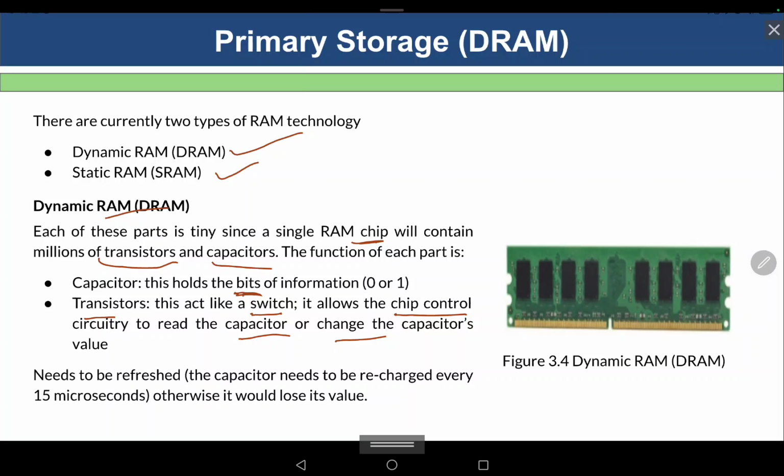Now, because capacitors leak charges, dynamic RAM needs to be refreshed every few milliseconds. Otherwise, it will lose its value. So this is dynamic RAM.